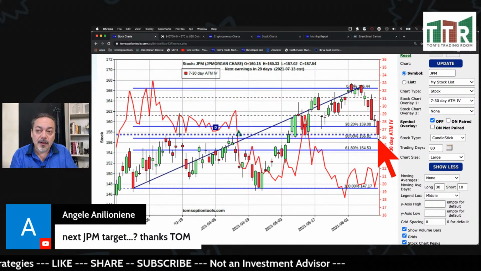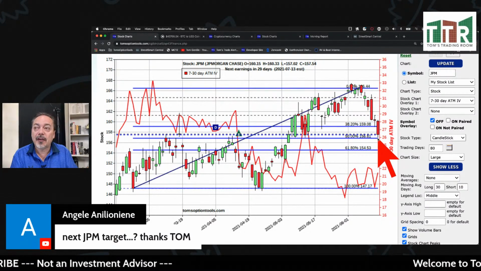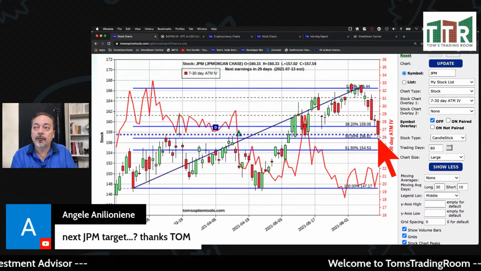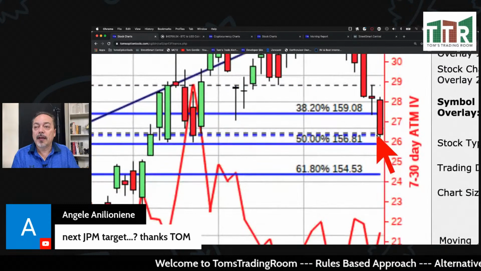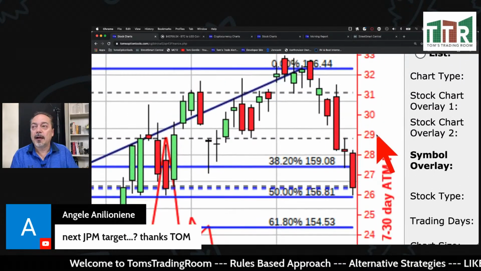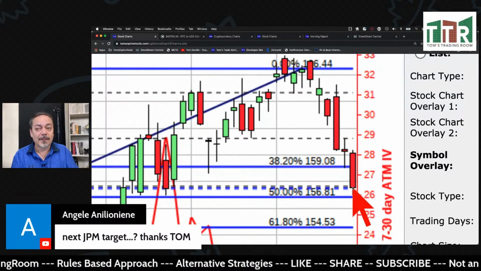It hit a Fibonacci low down here at 156.81, or just came off those lows, very close to it. There's your Fibonacci retracement. Let me blow that up. You can see that level 2 buy. If you're a fib trader, we came down very close and bounced off that. We're not that far off of it.